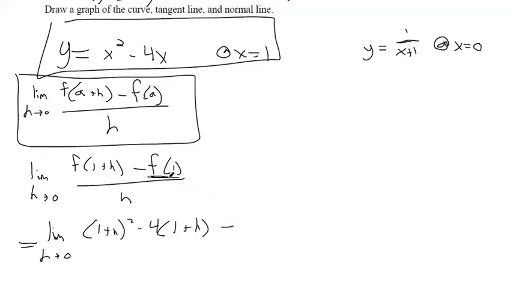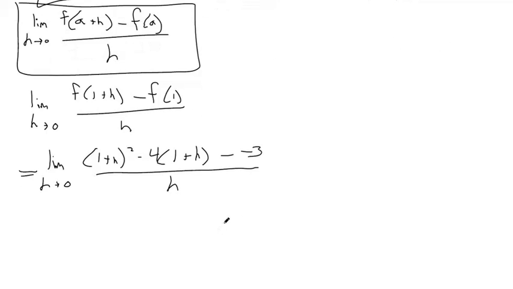And f of 1, that notation just says, tell us what the value is when you plug 1 into the function. So if I plug 1 into this function, 1 squared is 1. 1 minus 4 times 1 is 4, so 1 minus 4 is negative 3. This is all still being divided by h. You might be thinking, well, I can't figure out this limit because it's a divide by 0 error, but every time you do this, an h should cancel out, okay? So that's the limit as h approaches 0.